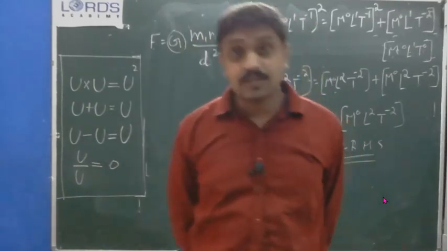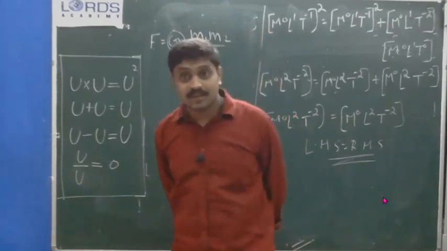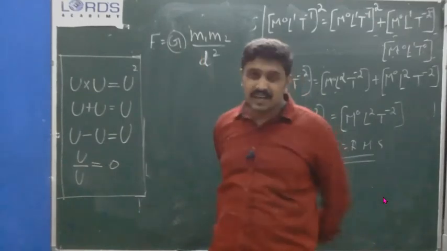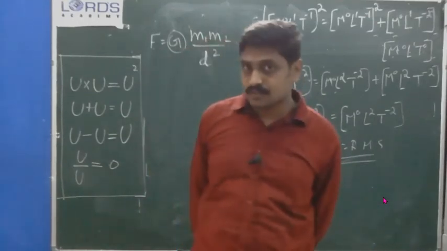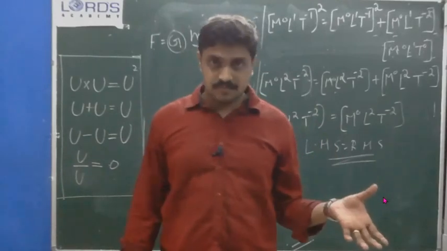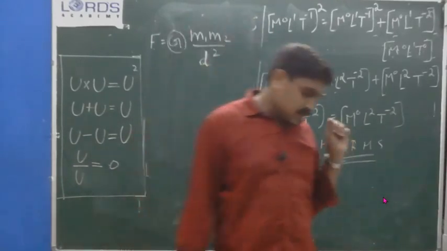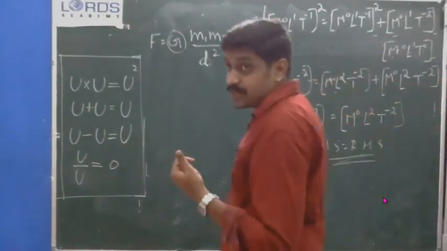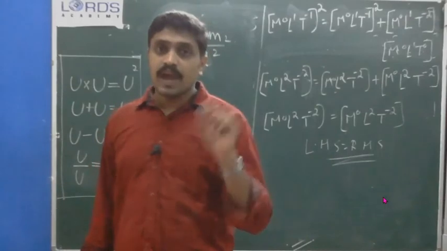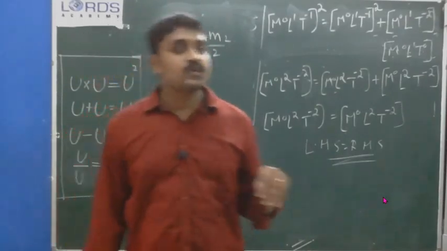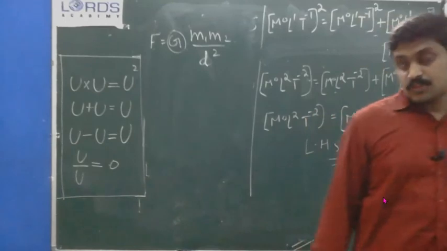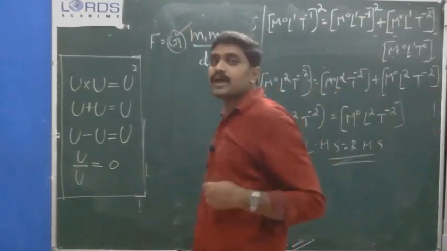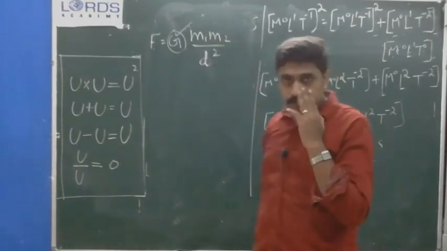Normally, for an equation, if constants are there, we can ignore them if the constant is just a number. But if the constant has units, then you can't ignore it. That's the mistake we made here. We ignored G, but actually this constant has a unit. Do you know the unit of G?